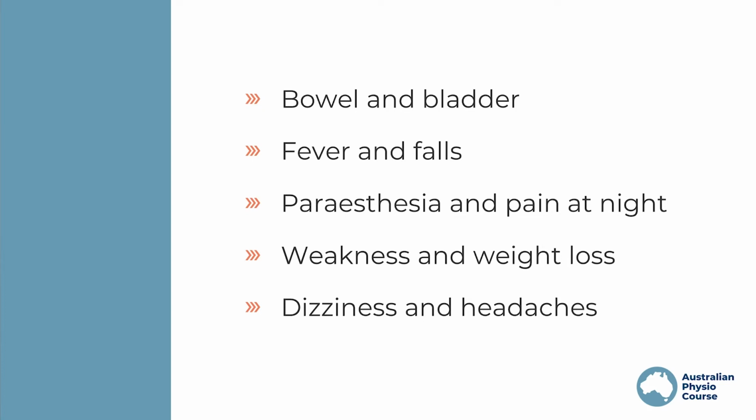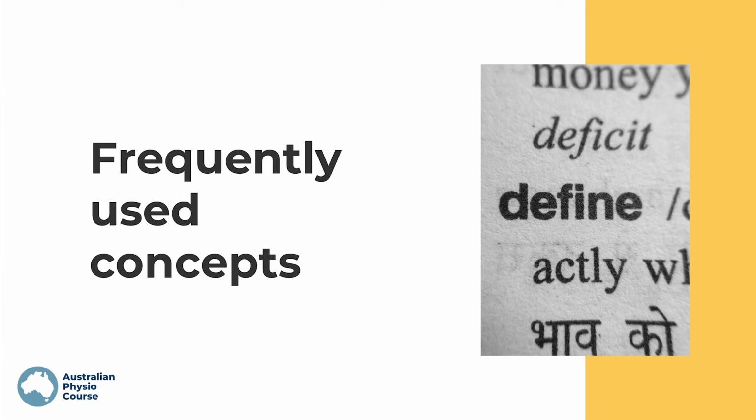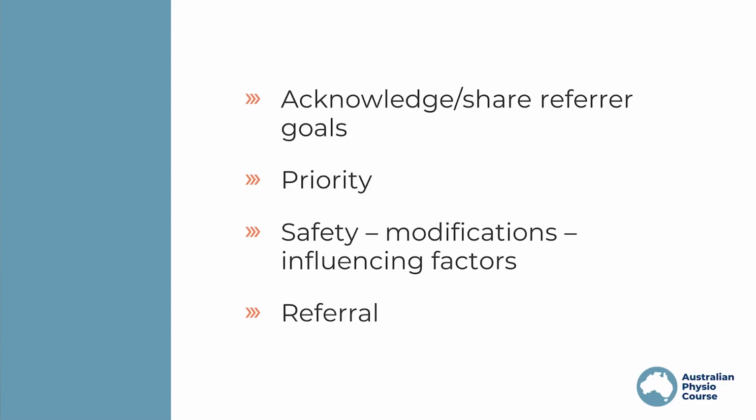DH, dizziness and headache. You want to ask as many of them as you can, just to be on the safe side. However, you can choose to omit a couple if you're running out of time or they seem completely irrelevant to the specific case. You're almost there. Now write down this list of words in a box, side by side, or in a blank space in the upper half of the page. These are common words used in the performance indicators, and I'll show you how to use them during the subjective assessment. The words are acknowledge, share, refer as goals, priority, safety, modifications, influencing factors, and last, referral.